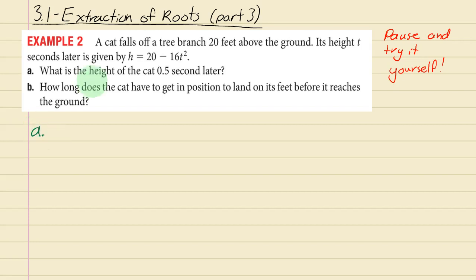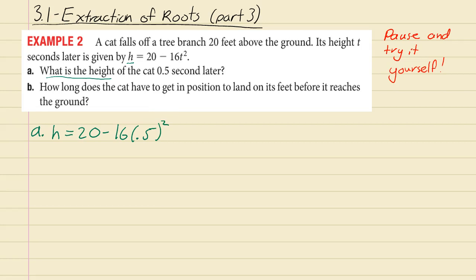here we want to know what is the height. That's the unknown thing there. So that means h is unknown, so we'll leave that as a variable. And then we want to know what is h 0.5 seconds later. So it's giving you the value of t there. That t is the number of seconds later. So this should be 20 minus 16 times 0.5 squared.